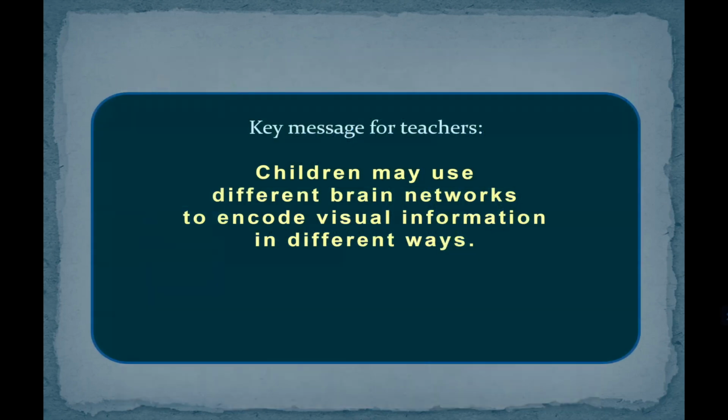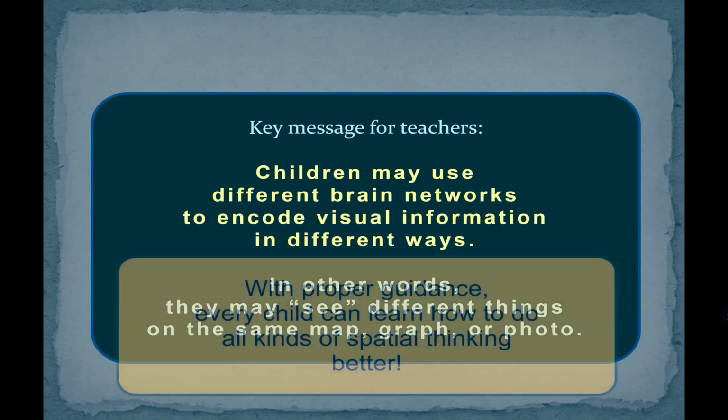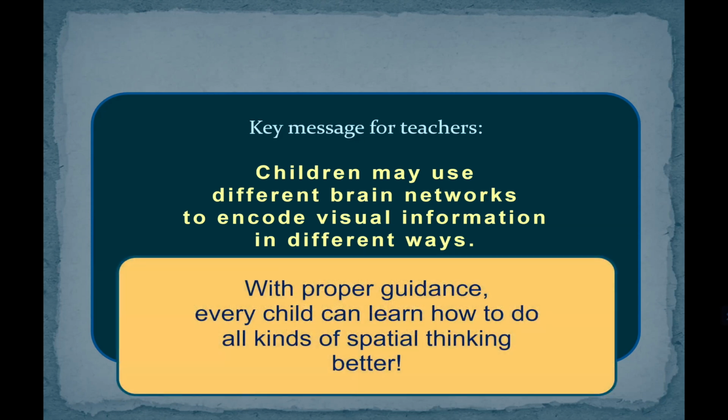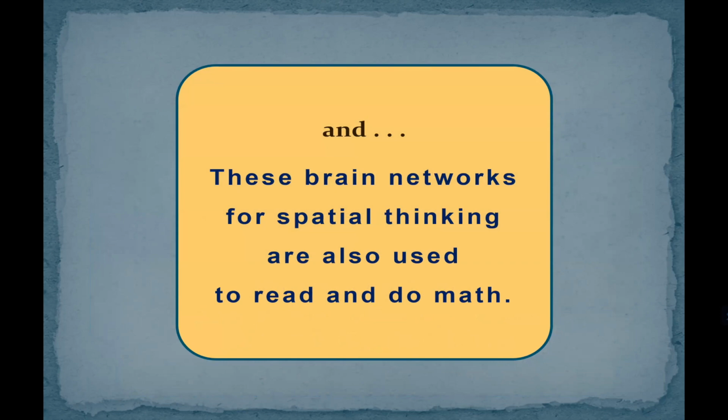The key message is children use different brain networks to encode visual information in different ways. And that means that they're going to see different things when they look at a map, graph, or photo. And doing a map lesson in first grade can help you understand better what they're seeing when they're looking at mathematics and at reading. Because every child can learn how to do all these different kinds of spatial thinking better. You just have to know how to ask the questions. Because these are the brain networks that are also used to read and to do math.